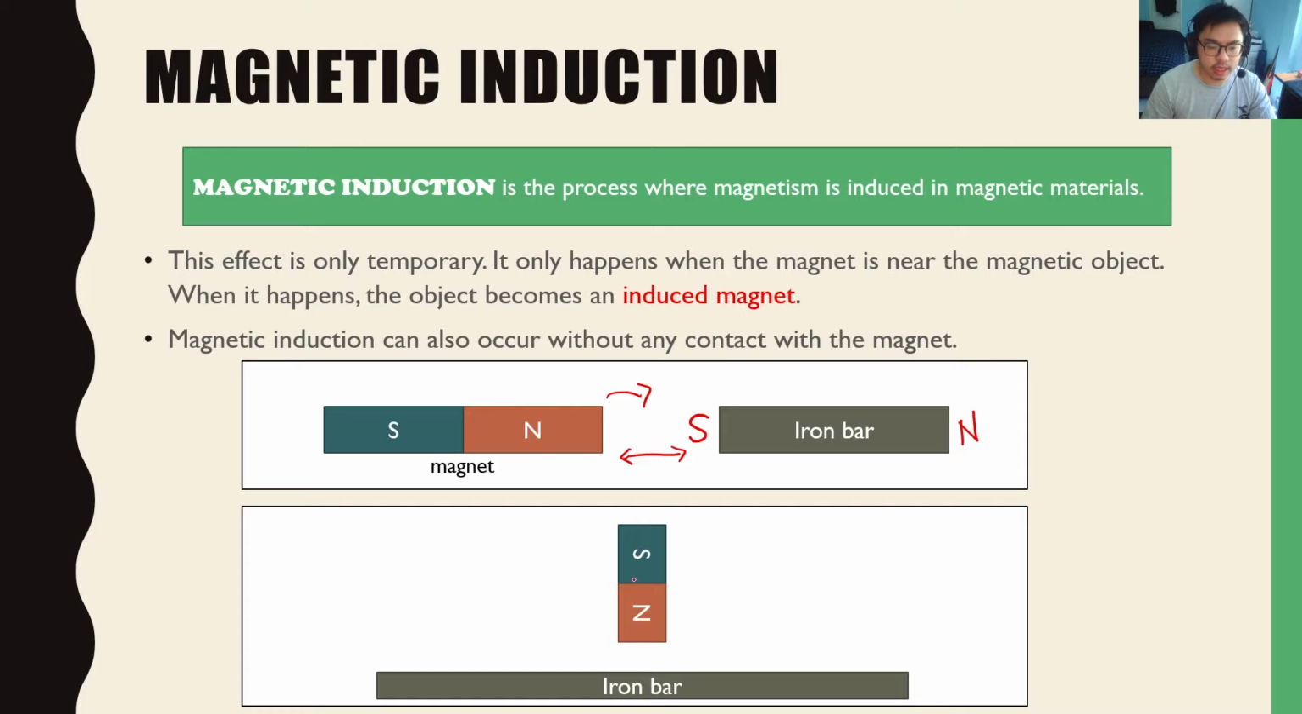Now let's look at the bottom example here. In this case, the iron bar becomes an induced magnet and it will create poles like this. So the north of the magnet is closer to this point. So this point becomes south, and then this end here becomes north. Okay, so that is what it looks like.